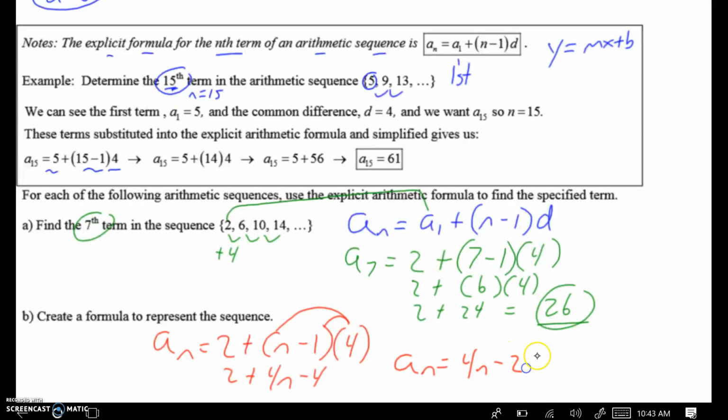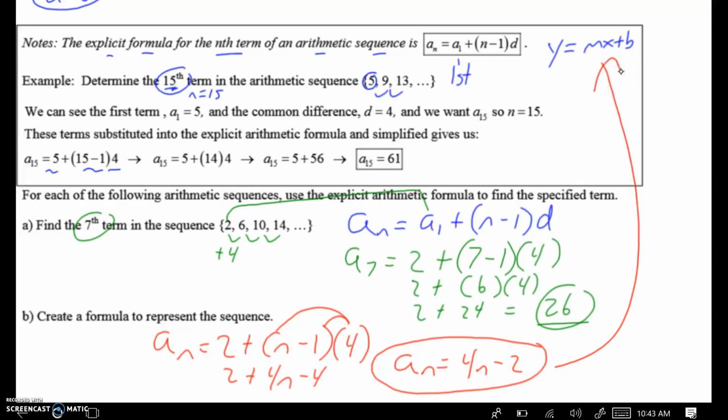to get a final formula of 4n minus 2. Now, doesn't that remind you of y equals mx plus b? It certainly does for me. Your slope is 4, your y-intercept is 2. That is it. That's why this arithmetic sequence is nothing more than a linear sequence. All right, and this is creating a formula that could be used to represent the entire sequence. This is just using it for the 7th term. I could use it for any term that I want to find.